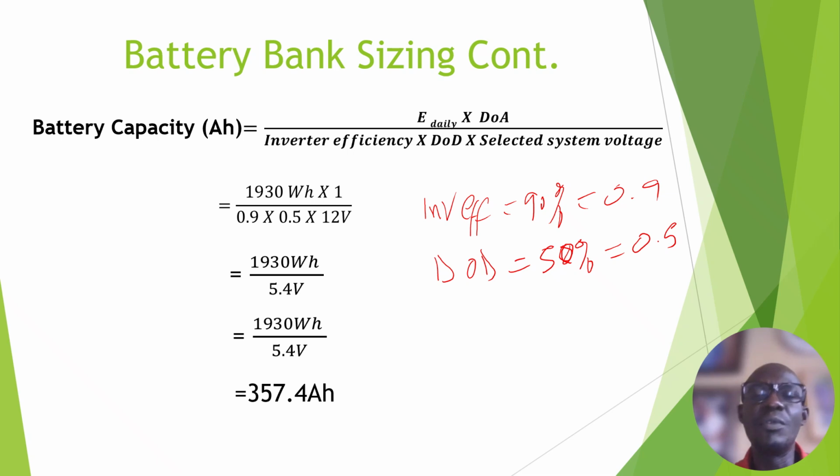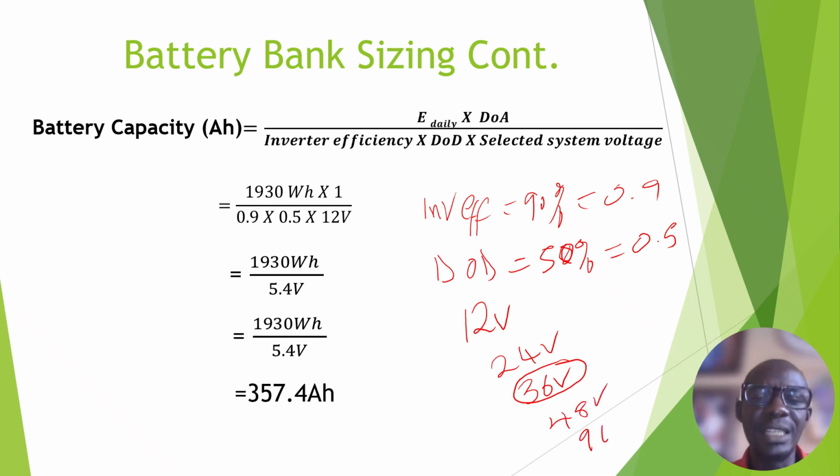Then the selected system voltage, I am selecting 12 volts as the system voltage I want to use, because you have 12 volt system, you have 24 volt system, you have 36 volts, but 36 is not so common now, and you have 48 volts, you have 96 volt system. That is the voltage required by the inverter to be driven. Are you getting it? Those are the selected system voltages.